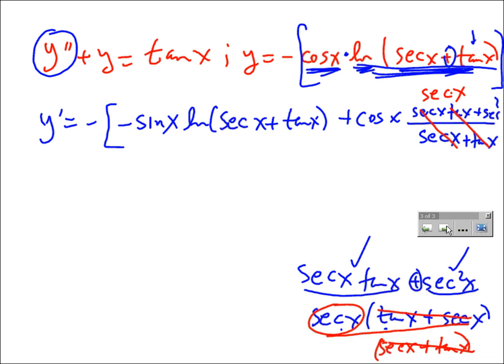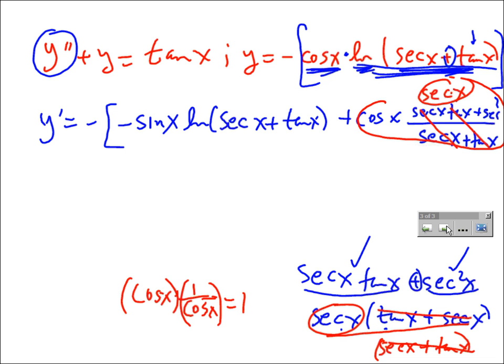But wait a minute, that's 1. That's exactly 1 because cosine x times secant x, which is 1 over cosine x. So we have cosine x times 1 over cosine x, which is 1. So this whole mess is just the most complicated way to write 1. So now we have that extremely complicated way of writing the number 1. Wonderful.